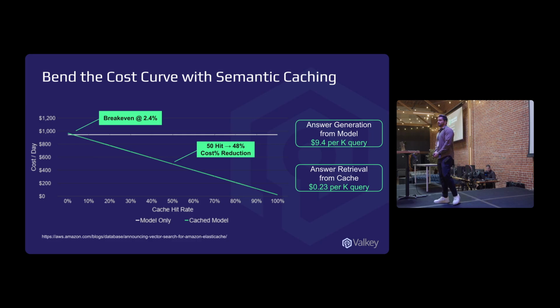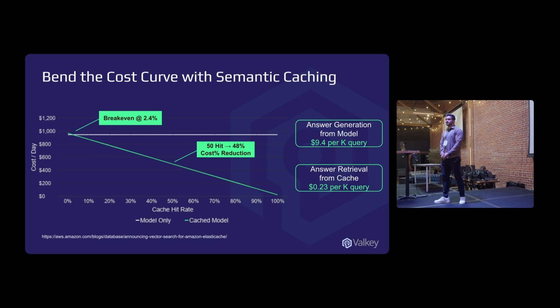Looking at the costs, generating an answer from the model would be about $9. This depends obviously on the model and the number of tokens, but considering Amazon Titan, this is where we stand. But returning an answer from the cache would be about an order of magnitude lower, at 20 cents. It depends on the cache that you choose. Here we're using an R7G XL with two replicas.